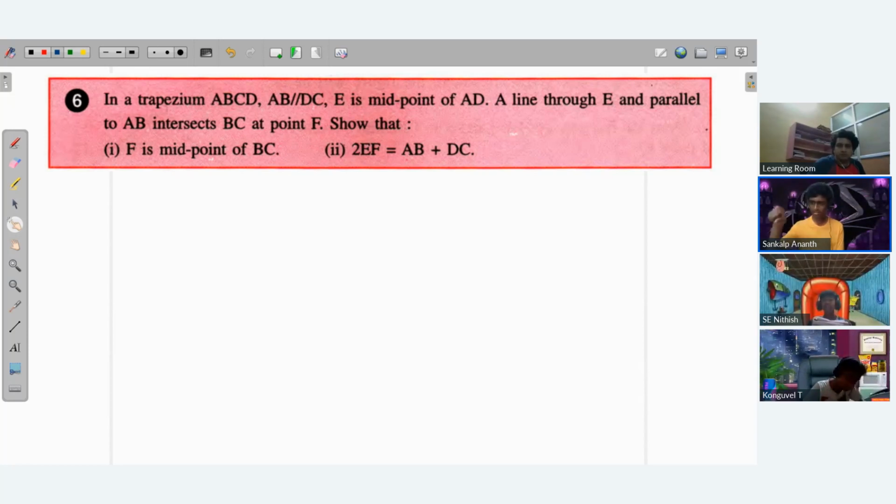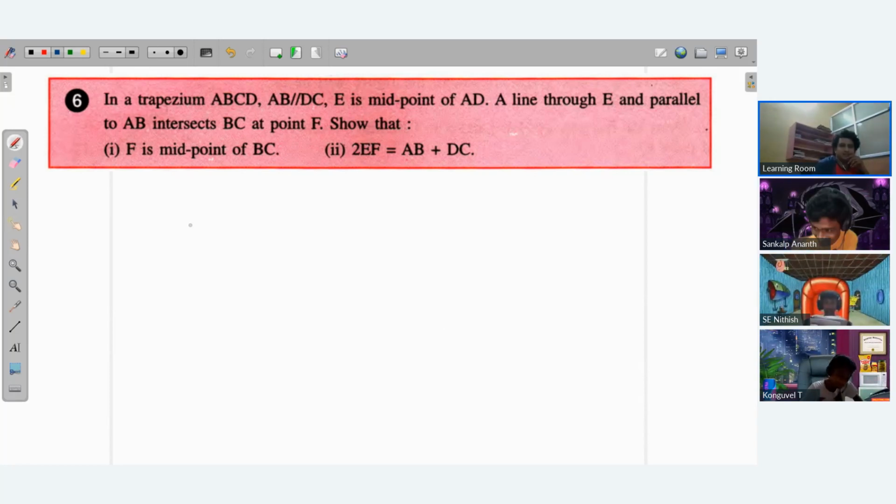It's actually an easy diagram. Sir, how do you draw a trapezium? I forgot. What did you study? A line through E. Brain twister. Sir, can you please show how to draw a trapezium?